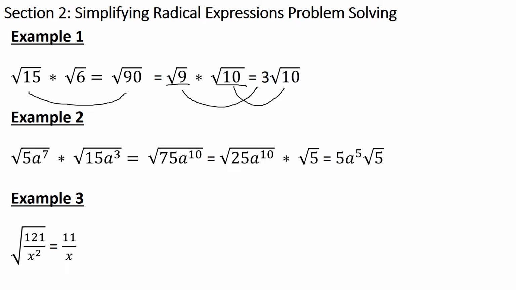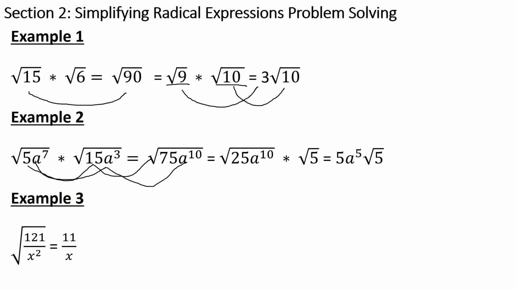Example 2. Square root of 5a to the 7th times square root of 15a to the 3rd. 5 times 15 is 75. a to the 7th times a to the 3rd is a to the 10th. Remember, we have the same base, we add the exponents. That's square root of 75a to the 10th.